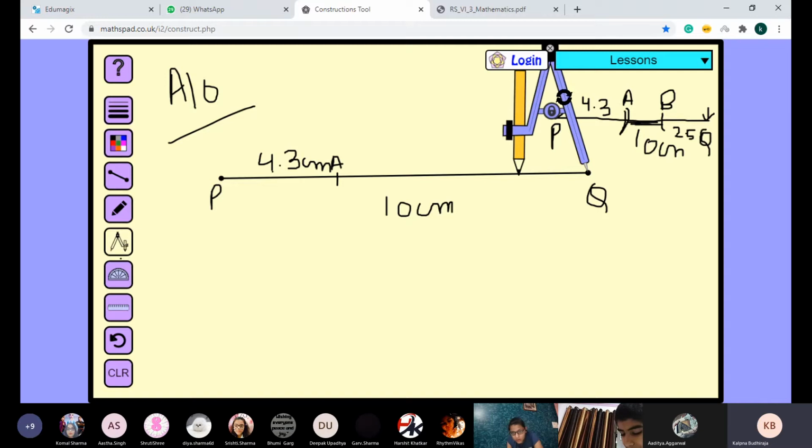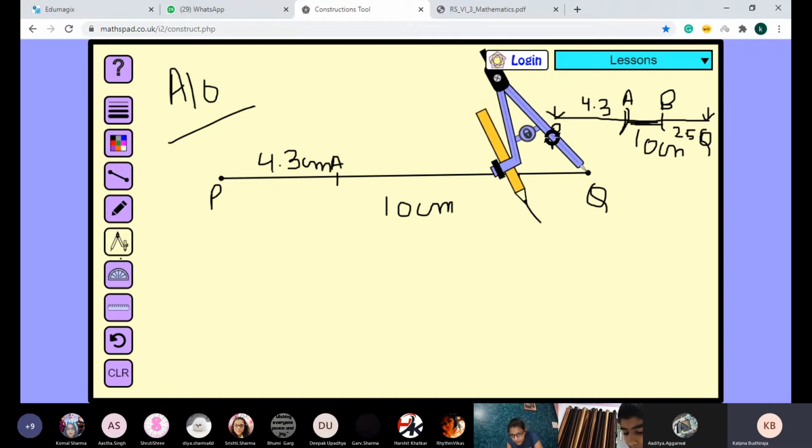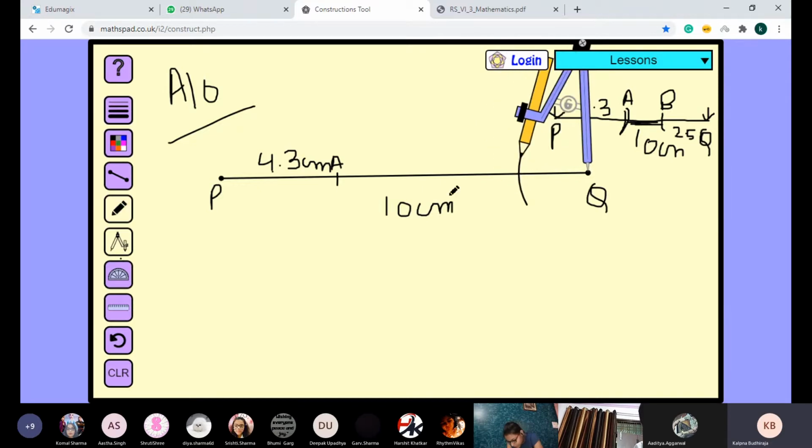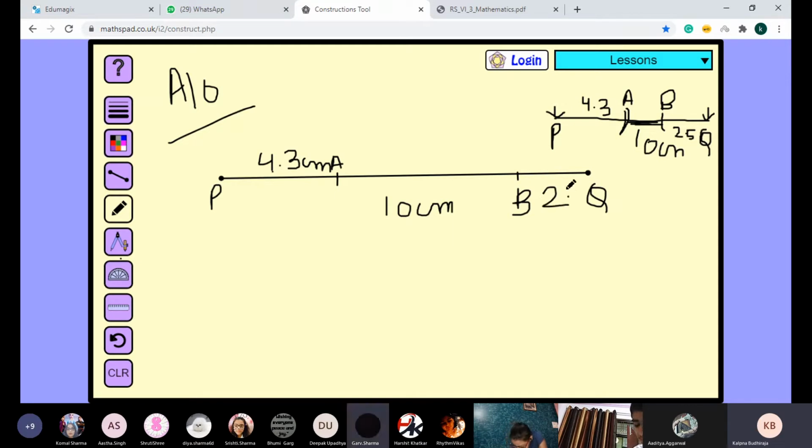Now I am cutting this PQ. Okay. Not in this way. Yes, all of you will make a small cut. Okay, this is a longer cut. Yes, now this one I made a small cut to get my point B. All of you understood? Now, for the second segment, for 2.5 centimeter cut, I have placed the needle at Q.